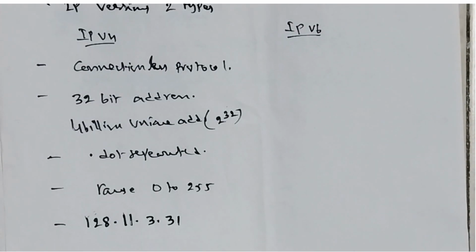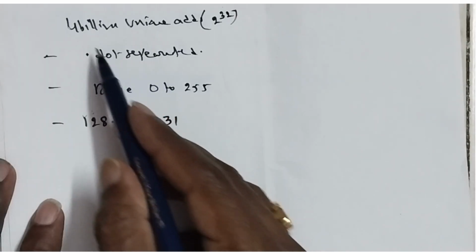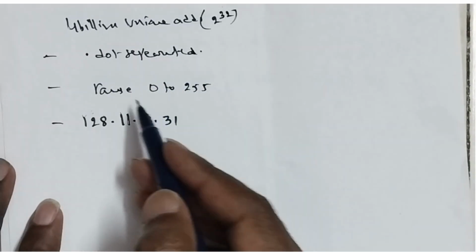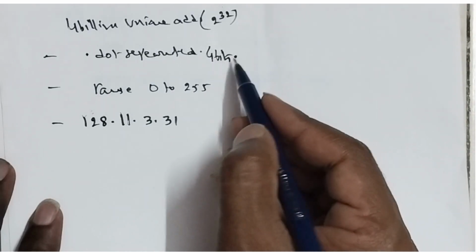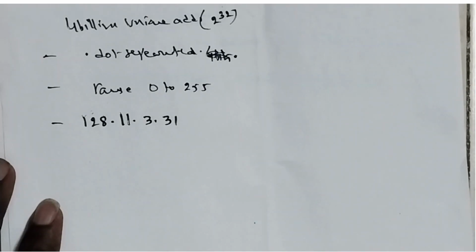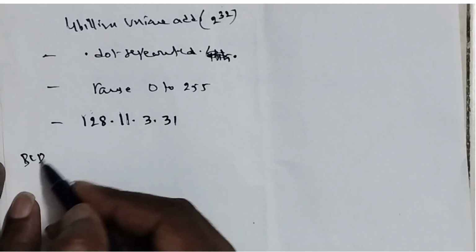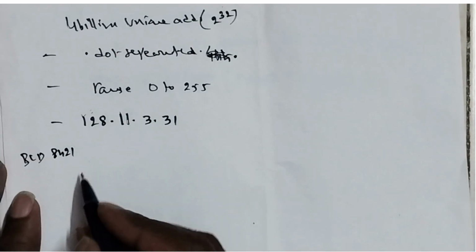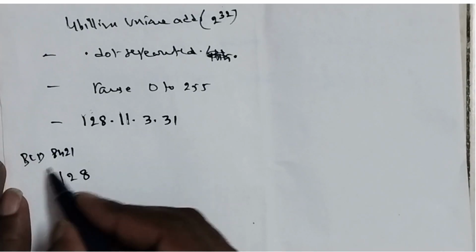You can ask a doubt: sir, here there are 4 parts, and you said 4 billion, and each part is separated by 4 bits? Sorry, it will be separated with a dot symbol. Sir, but here, in 128.11, the BCD code is 8421. According to that, how do we write 128 in binary?